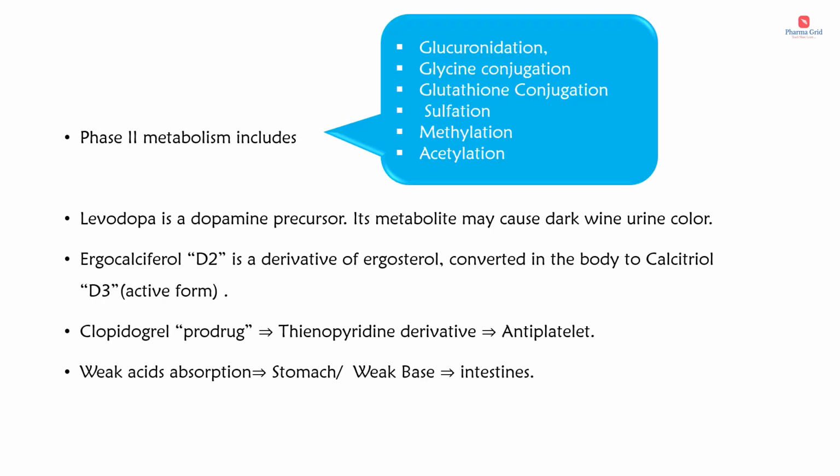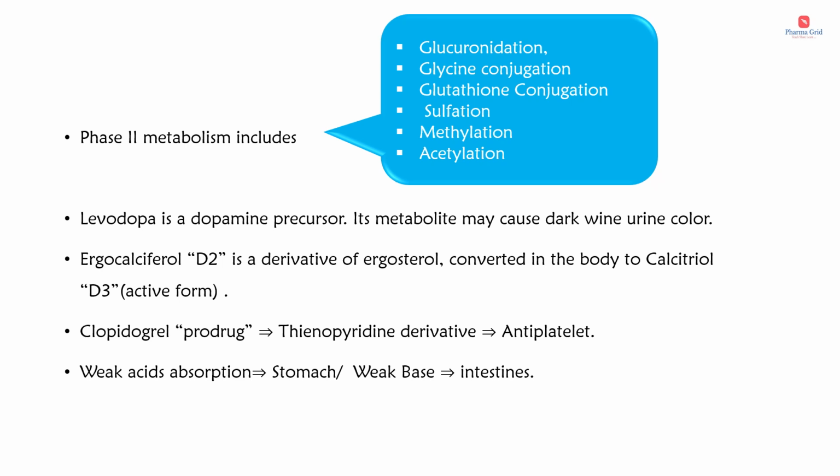Phase 2 metabolism reactions are also known as conjugation reactions. Here, coupling between drug and an endogenous hydrophilic substrate such as glucuronic acid, sulfuric acid, etc. creates more polar conjugates. Thus, conjugation enhances drug hydrophilicity or water solubility. All conjugated products are pharmacologically inactive except morphine glucuronide, which is more active than morphine. Phase 2 metabolism reactions include glucuronidation, glycine conjugation, glutathione conjugation, sulfation, methylation and acetylation.